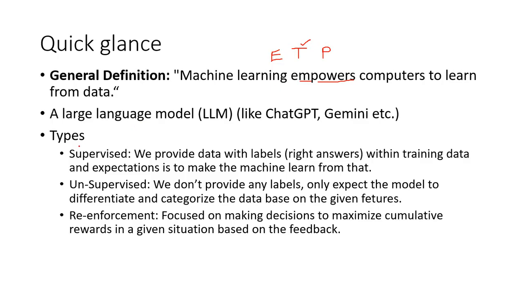And we also talked about supervised and reinforcement learning, where in supervised we have the right answers given. We don't have any labels in unsupervised. We generally expect the model to differentiate and categorize the data, whereas in reinforcement we focus on making decisions, and based on constant feedback we try to modulate the set of steps to reach a certain goal or target.